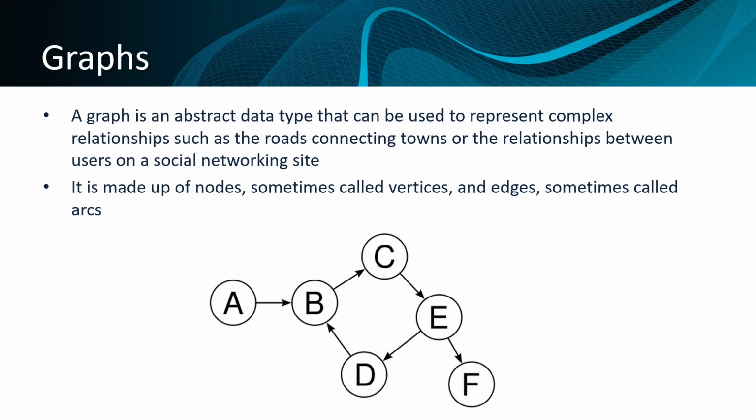A graph is made up of nodes, sometimes also called vertices. This would be the towns in the first instance, or the users in our second example. It's also made up of edges, sometimes called arcs, which are the relationships between these. In this case, the roads connecting towns, or the relationships between different users on the social networking site.